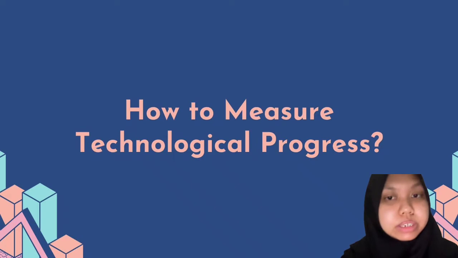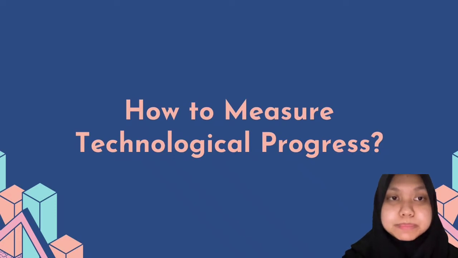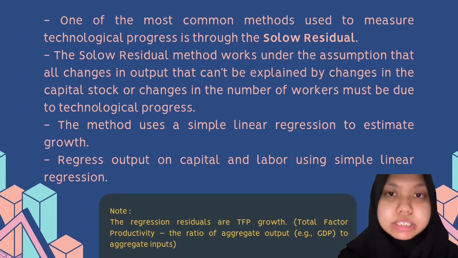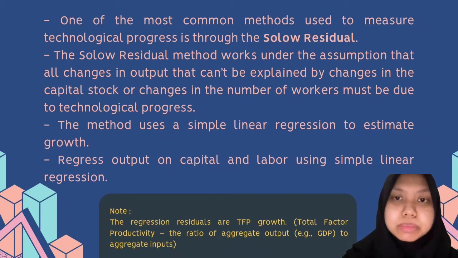Then we may wonder how to measure technology progress. So for the next, we will explain about that. Okay, first one, one of the most common methods used to measure technology progress is the Solow residual. The Solow residual method works under the assumption that all changes in output that can't be explained by changes in the capital stock or changes in the number of workers must be due to technological progress.